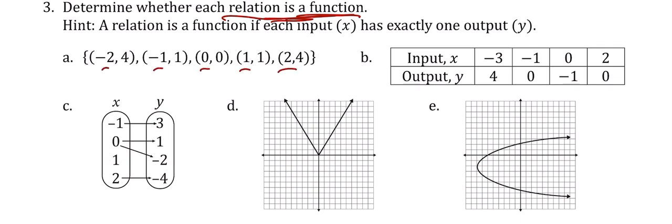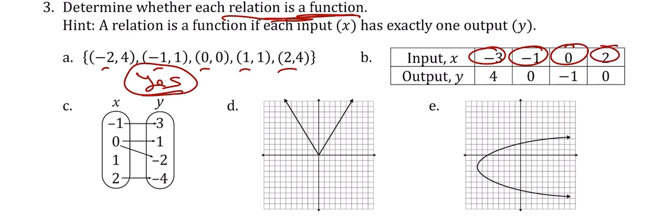If you look at A, it looks like there's no X that leads to a different Y. So yes, we have a function. The X doesn't repeat. Okay, let's look at this one. It looks like for B, I'm on B right now, it looks like, yes, it's a function. The X never repeats. So once again, yes, we have a function.